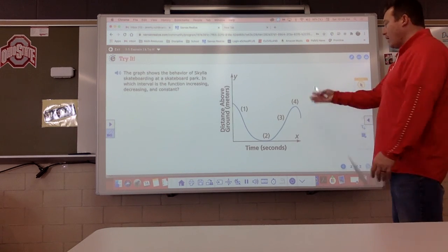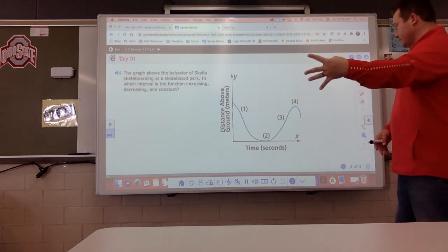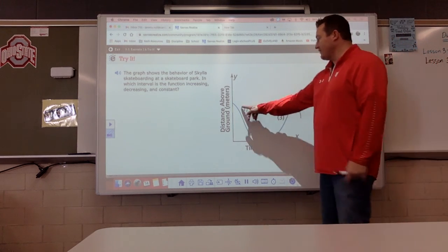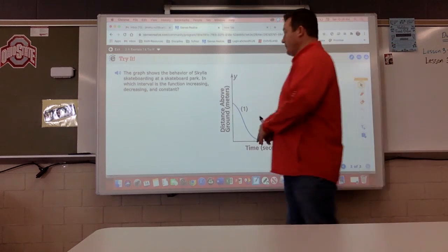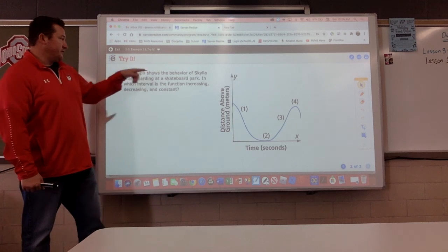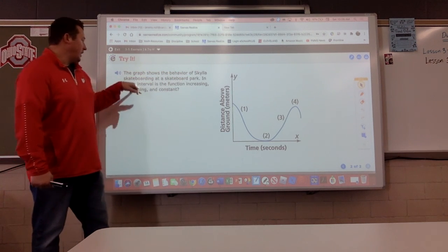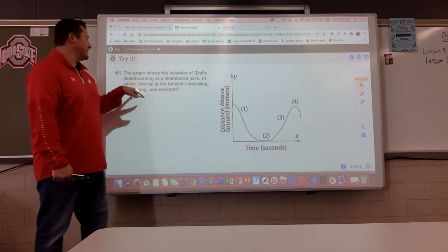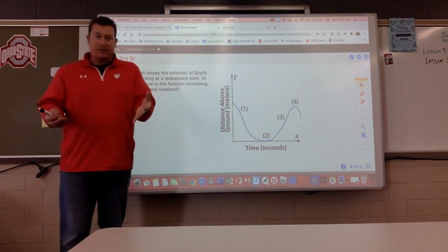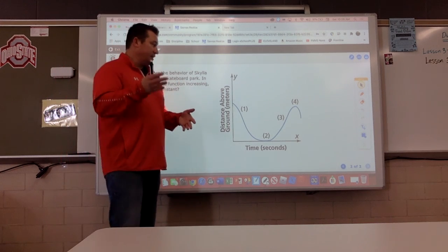Pretty straightforward. How many intervals do we see here? 4. Look, they've even numbered them very nicely for us, okay? Our graph here shows the behavior of Skyla, who is skateboarding at a park. In which interval is the function increasing, decreasing, or constant? So we just have to determine, hey, is the function increasing? Is the function decreasing? Is it constant?